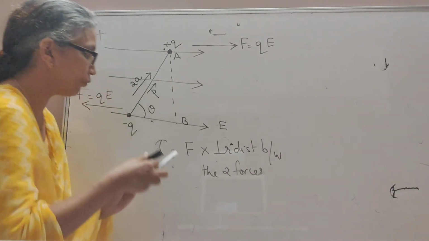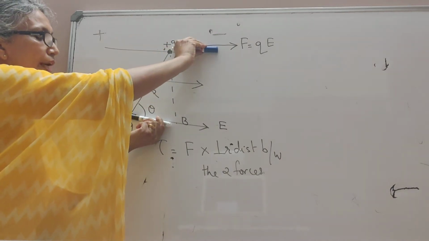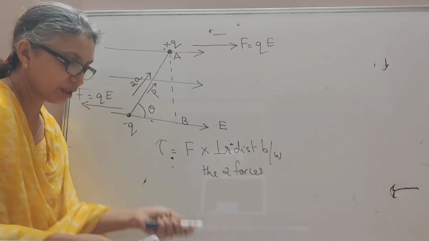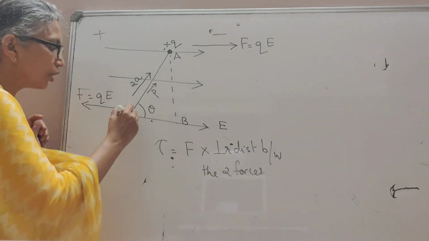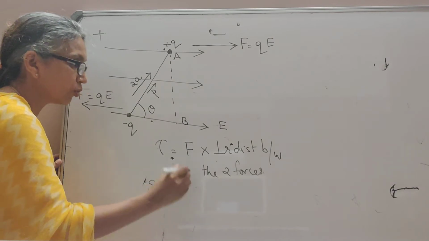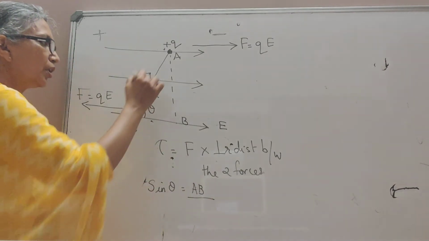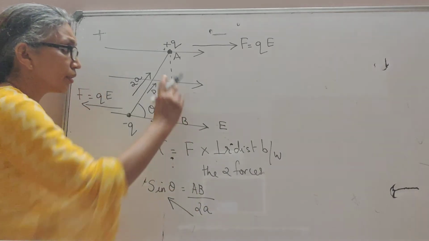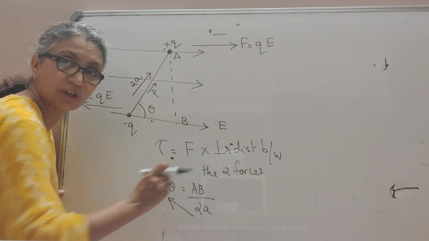You see, we have one force here like this, and the other force here like this, and the perpendicular distance between them is this AB that we are talking about. Is that clear? So we have AB as the perpendicular distance, and that is what we want in the formula. Now if you take this triangle, sin theta is equal to the opposite side AB by the hypotenuse, that is 2a, and if I cross multiply, AB, the perpendicular distance, is going to be 2a sin theta. That is what we want here.